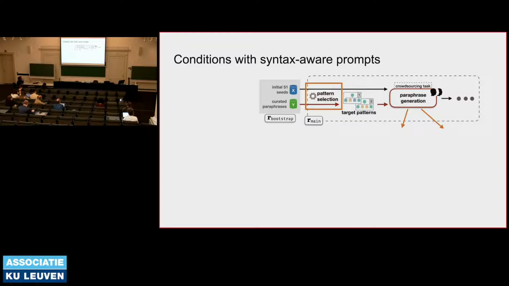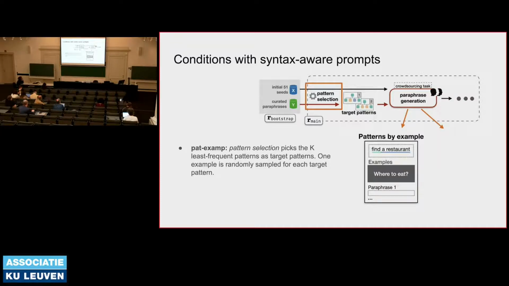As mentioned before, the pattern selection step identifies target patterns. The pattern by example condition picks the k least frequent patterns as the target patterns, and one example is randomly picked for each of the target patterns. This is shown as an example in the prompt. While for the taboo pattern condition, the pattern selection step picks the k most frequent patterns and defines examples of these as taboo.